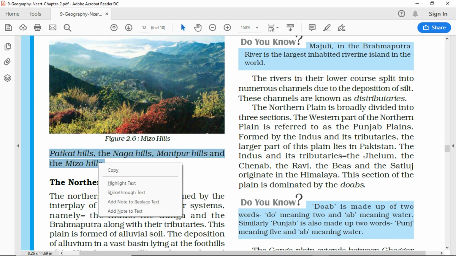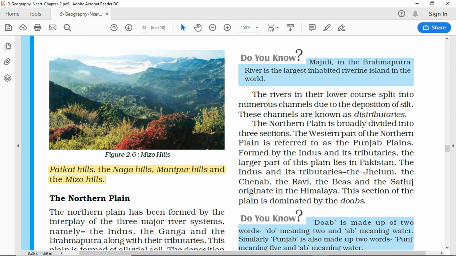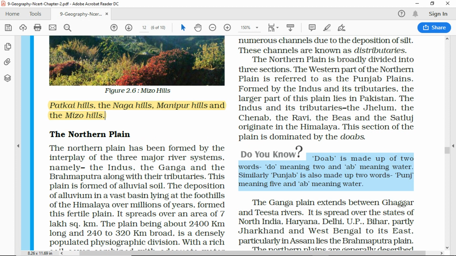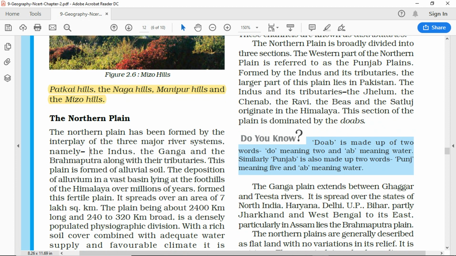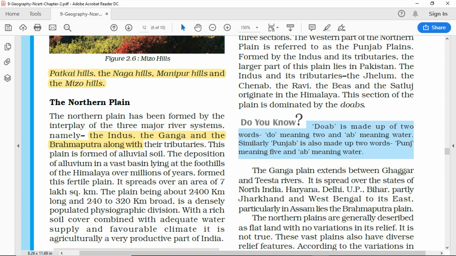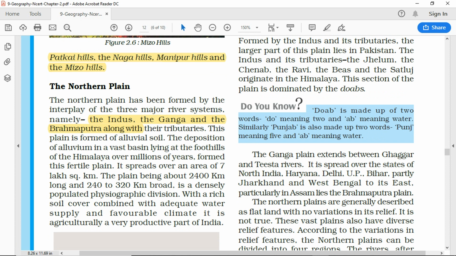The Northern Plain. The Northern Plain has been formed by the interplay of the three major river systems, namely the Indus, the Ganga and the Brahmaputra along with their tributaries. This plain is formed of alluvial soil. The deposition of alluvium in a vast basin lying at the foothills of the Himalaya over millions of years formed this fertile plain. It spreads over an area of 7 lakh square km. The plain, being about 2,400 kilometers long and 240 to 320 kilometers broad, is a densely populated physiographic division. With a rich soil cover combined with adequate water supply and favorable climate, it is agriculturally a very productive part of India.